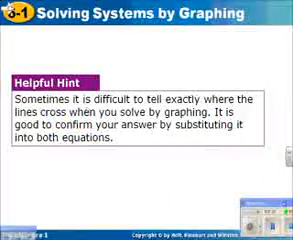Sometimes it's difficult to tell exactly where the lines cross when you solve by graphing. It's good to confirm your answers by substituting it into both equations.